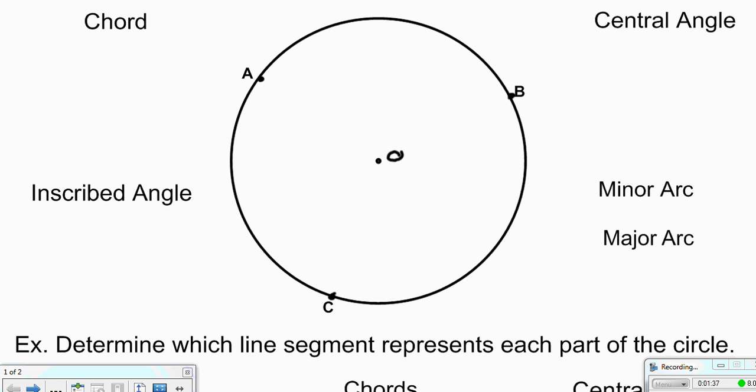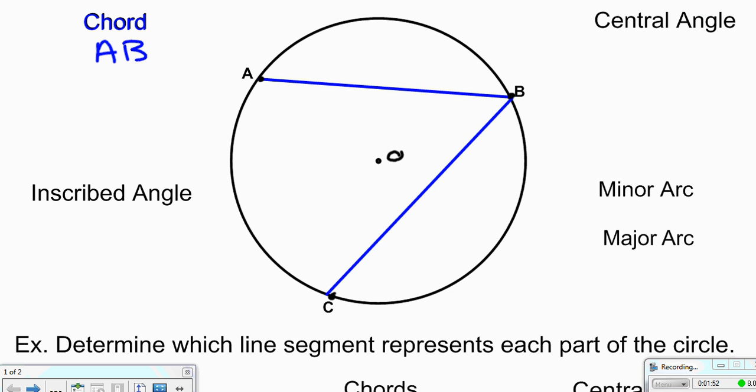A chord is any line that starts and ends at the circumference of the circle. So I've drawn two different chord lines, chord AB and chord BC. You can draw a chord anywhere on the circle as long as it starts and ends on the edge of the circle, so it has both its endpoints at the edge of the circle.